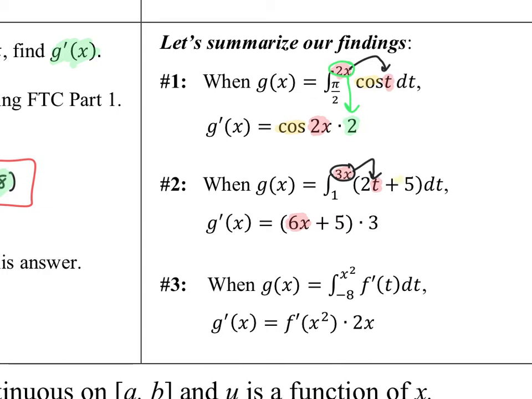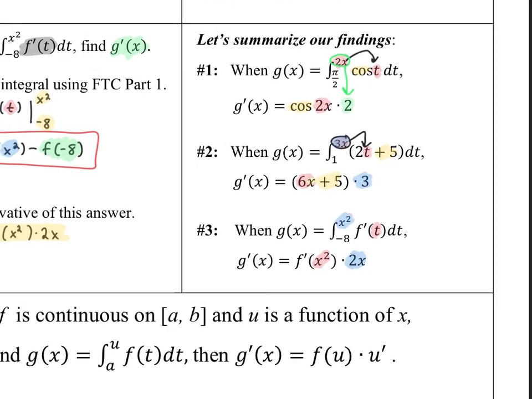The plus 5 is just part of that integrand. The 3 here came about by doing the derivative of that upper limit. Derivative of 3x is just 3. And that same pattern is going to hold for number 3 as well. If I take that upper limit of x squared and plug it in for the t, that's going to give me f prime of x squared, multiplied by the derivative of that x squared gives me this multiplied by 2x at the end.